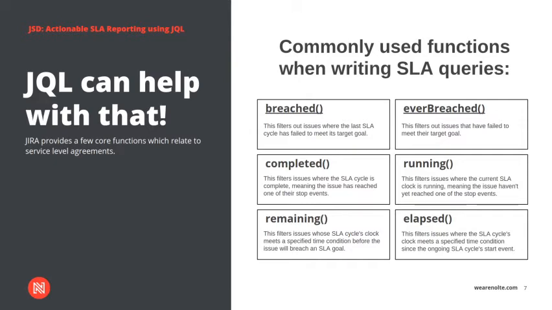The third function was completed. This function filters issues where the SLA cycle is complete, meaning the issue has reached one of their stop events. And the final function was running. This function filters issues where the current SLA clock is running, meaning the issue hasn't yet reached one of the stop events. There are some other functions, such as remaining and elapsed, that would take a bit more time to explain and may be better suited for another talk.